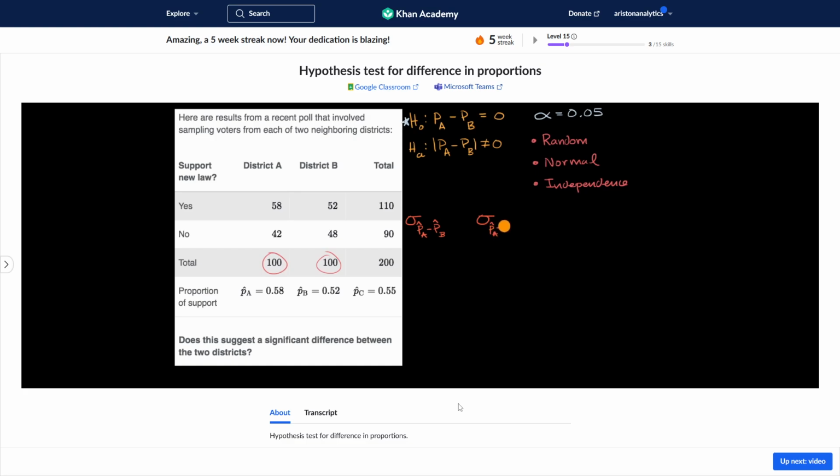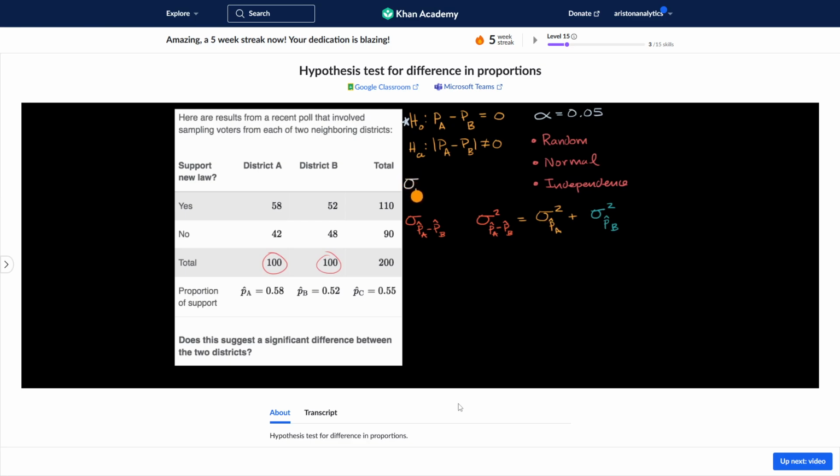And there's a lot of notation here. So the variance is going to be equal to the variance of the sampling distribution of the sample proportion from District A plus the variance of the sampling distribution of the sample proportion from District B. The standard deviation is just the square root of the variance. Now, in general, you can figure out the variance of the sampling distribution of a sample proportion with the following formula.